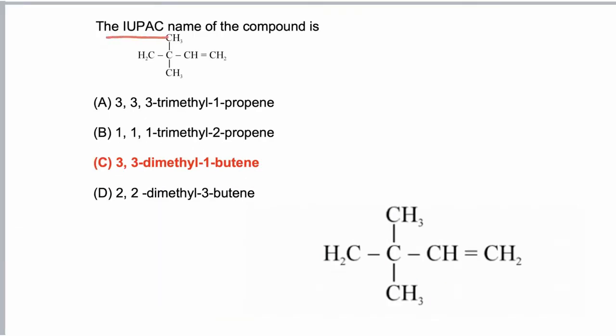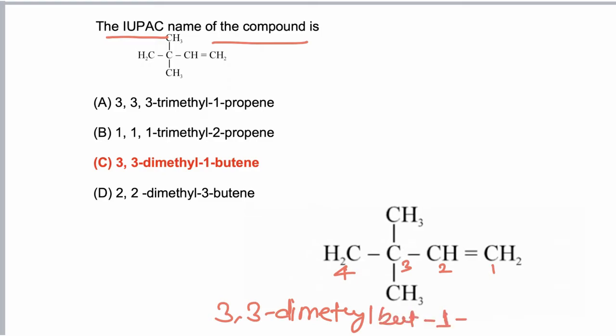In this question, we have to find the correct IUPAC name of the given compound. So in this compound, we have to start numbering from that end from which the multiple bond is nearer. So from the right hand side, 1, 2, 3, 4. Now at the 3 position, methyl groups are present. So the name of the molecule is 3,3-dimethylbut-1-ene, and hence option C is correct.